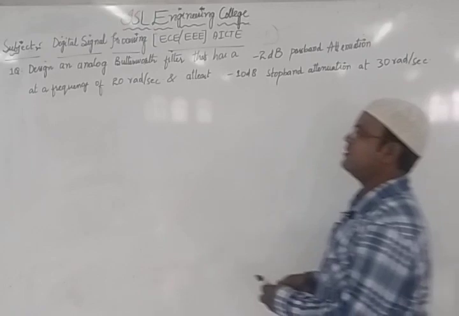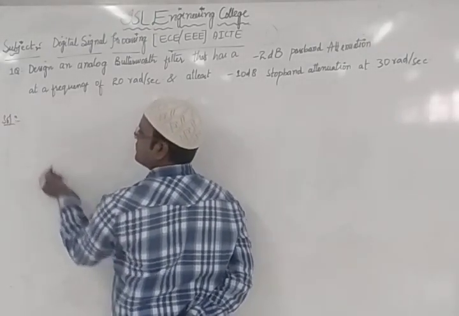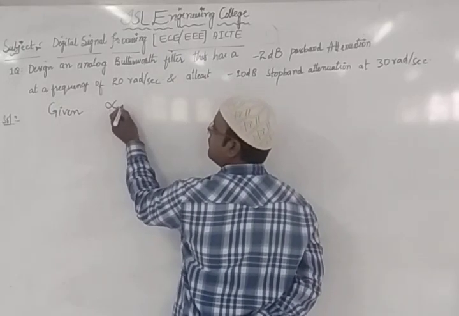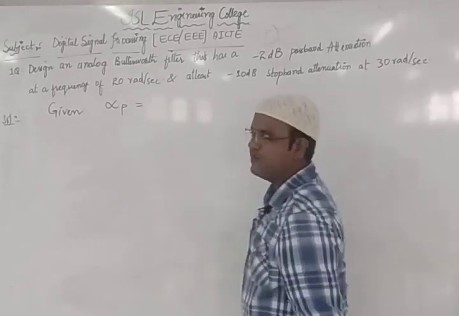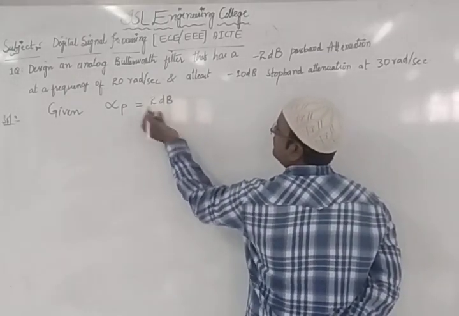So given the specifications, we need to write them down. We are writing the solution. First, the given conditions. What are the given conditions we have? We have alpha p, that is the attenuation in pass band. It is given as 2 dB, or negative you can put it.